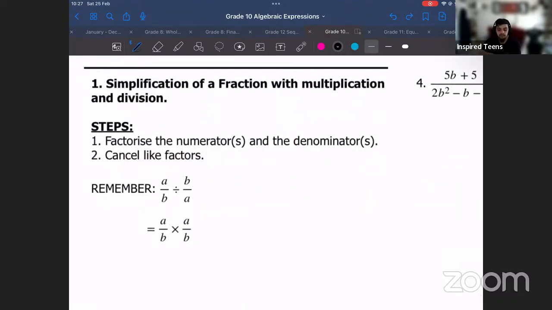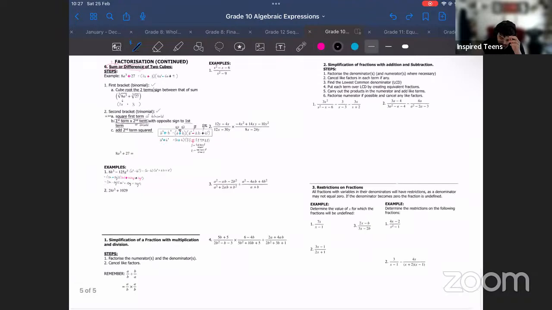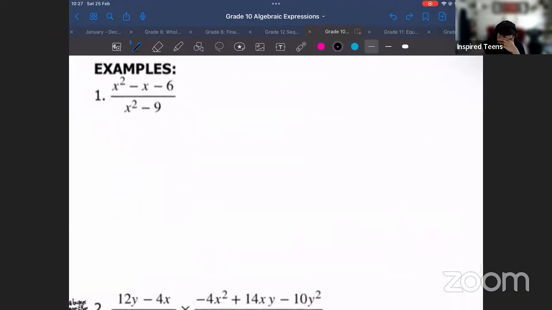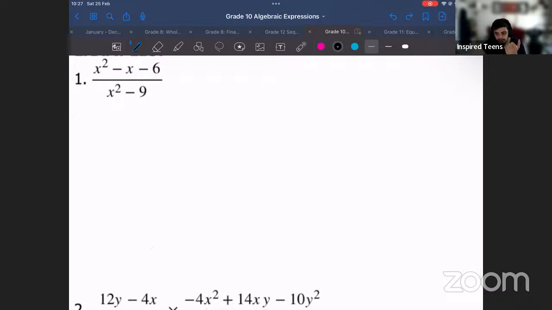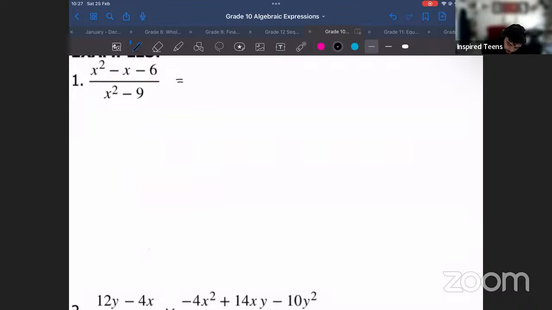Okay, let's talk about simplification of a fraction with multiplication and division. So the steps in order to simplify fractions which have multiplication and division: factorize the numerators and denominators, cancel like factors. Remember, let's just go through some examples, right? So these are factorizations to do with fractions. I need to factorize. So on top, what can I do? Somebody tell me, what step can I take to factorize? What type of factorizing can I do?